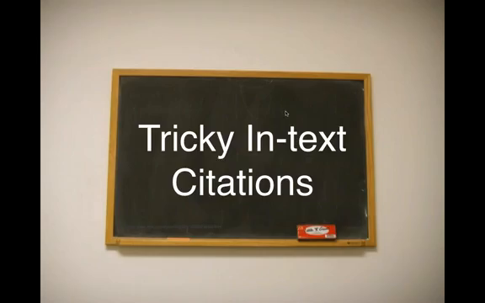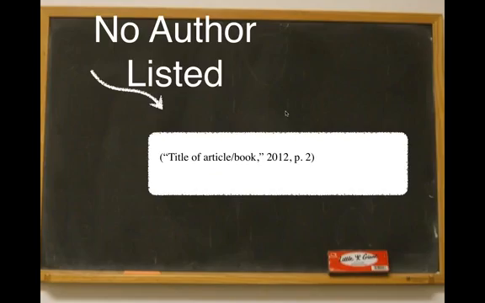All right, sometimes we encounter sources that are tricky. They don't include the information we need to create an in-text citation, like the author's name, date, or page number. How do we handle those sources? If there's no author listed, we use the first few relevant words in the title of the article or the book in place of the author's last name. And the title should be in quotation marks. And it would look like this.